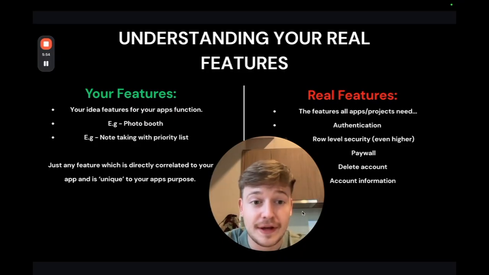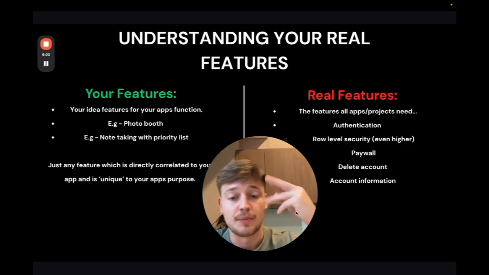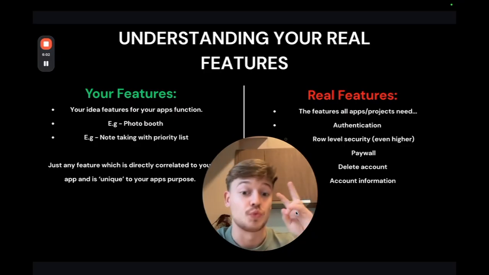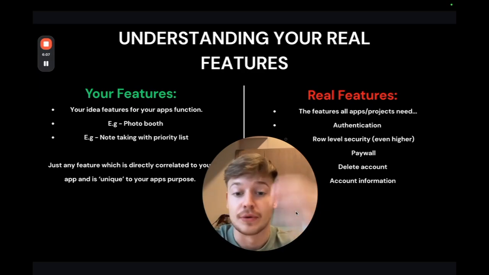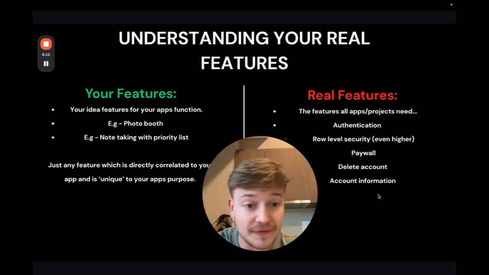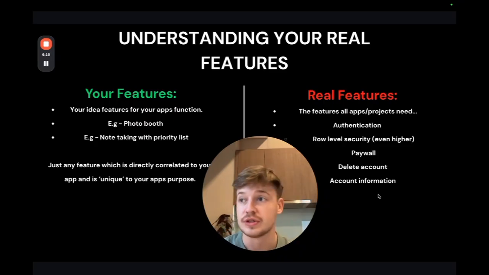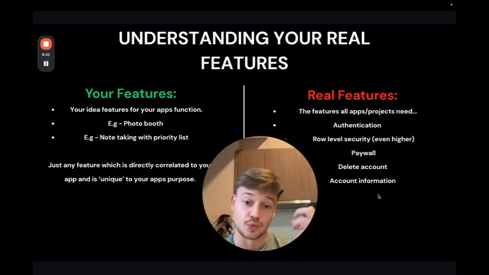Then you actually have to remember the real features as well, right? Because every project, every SaaS, mobile app, web app, software, basically all have the same, what I call real features. You've got two sides of the table. So obviously that's authentication, where people can log in and out, delete account information, change things, row level security, even higher, paywalls, storage, backend, the list goes on and on. But you have to understand that it's not as simple as, oh, I'm going to build an app that lets you take priority notes. It's not how that works. You obviously put those features in there, but you have to make sure you have the real features as well.